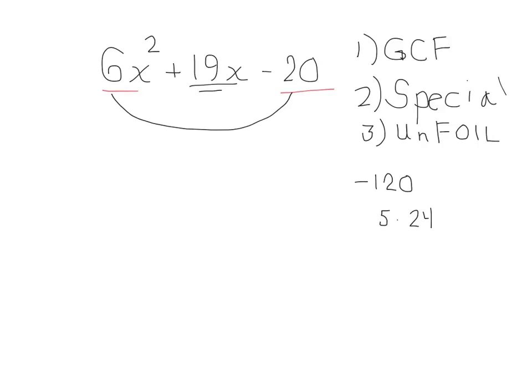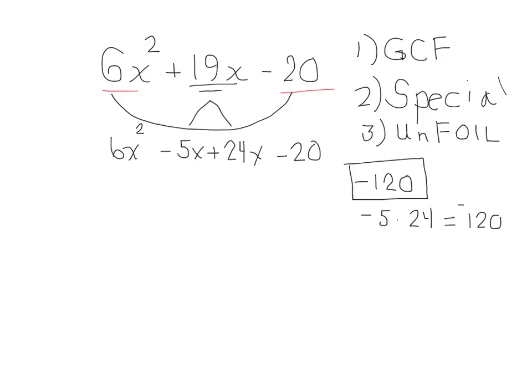5 times 24 is equal to positive 120. And obviously we need it to equal negative 120, which means one of them has to be negative. And the one that needs to be negative in this case is the 5, because then when we add negative 5 and positive 24, we do get our middle term, 19, or the middle coefficient. So I'm going to break this 19x into minus 5x and plus 24x.